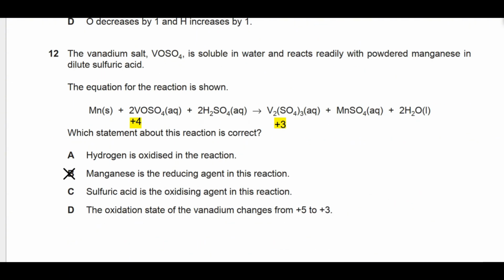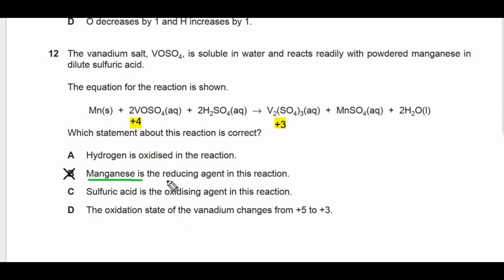Number 12, the vanadium salt is soluble in water and reacts rapidly with powdered manganese in dilute sulfuric acid. This equation is given. So which statement about this reaction is correct? B is the correct answer. Why?